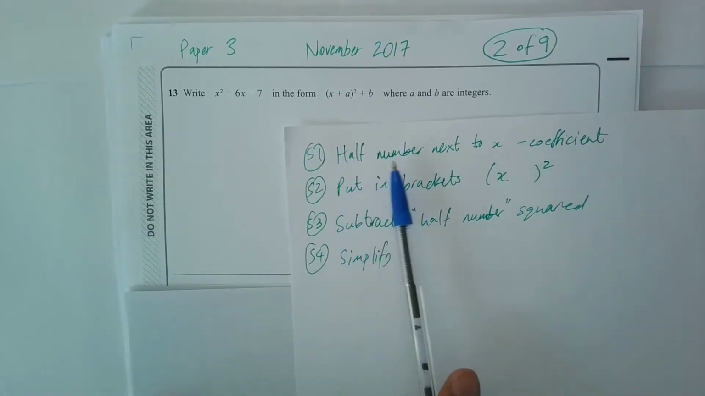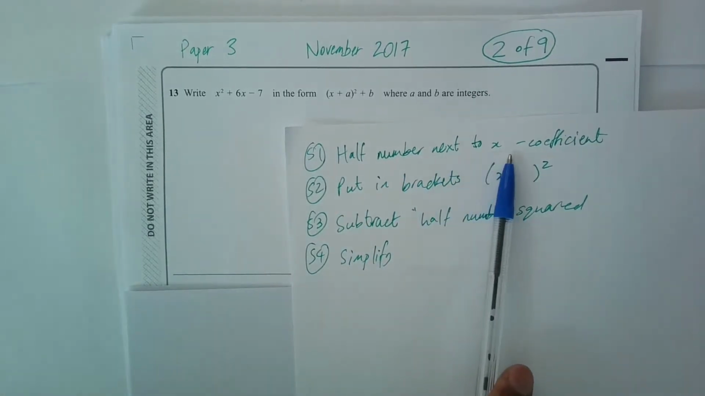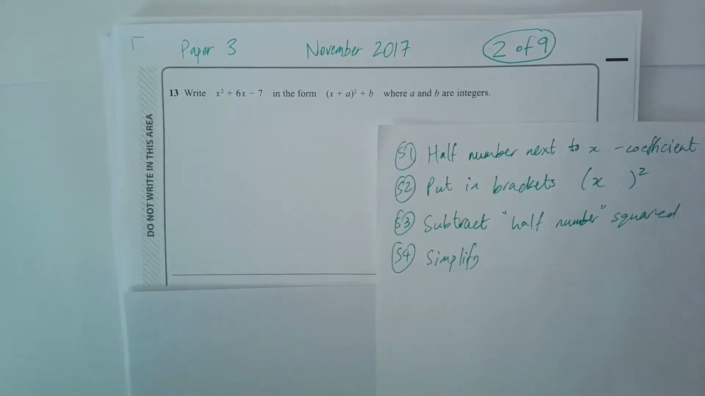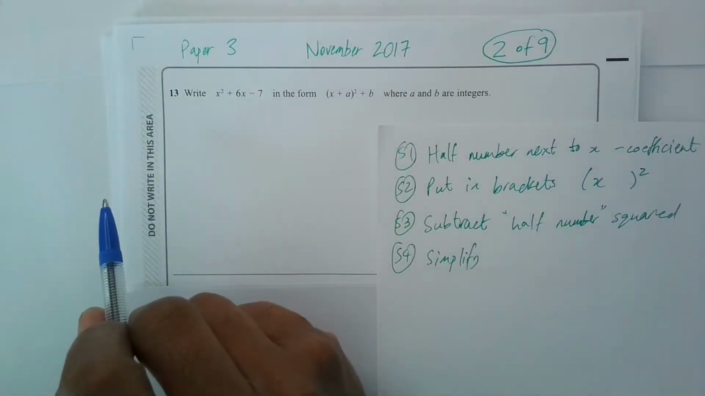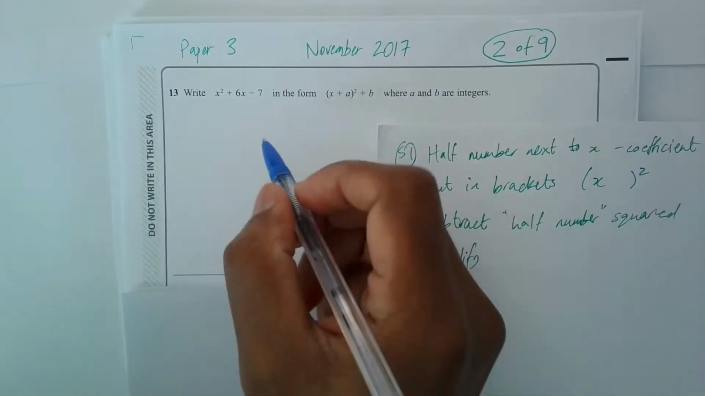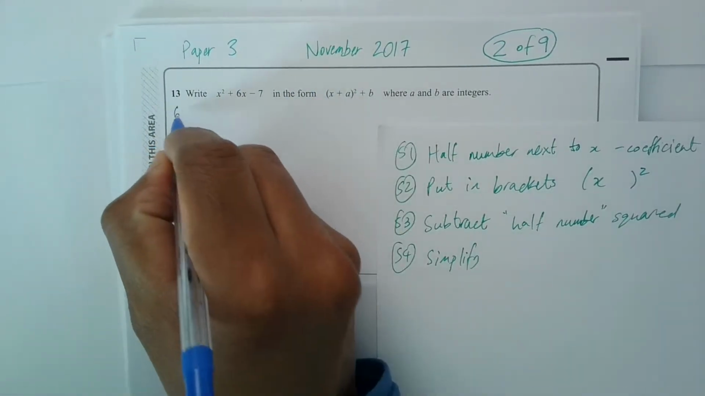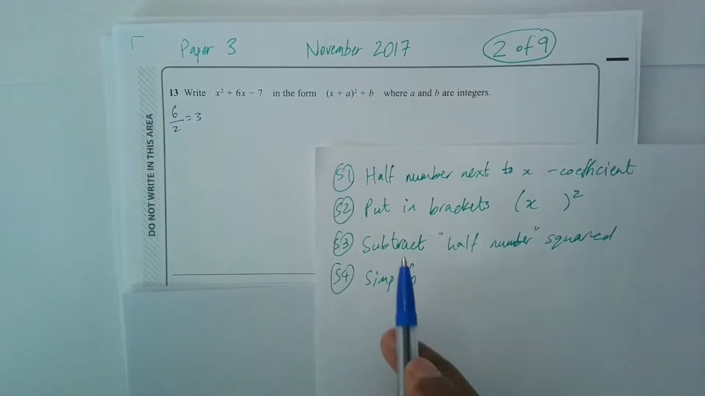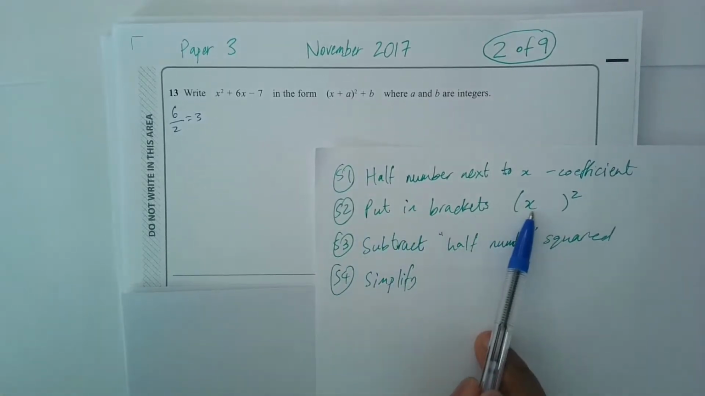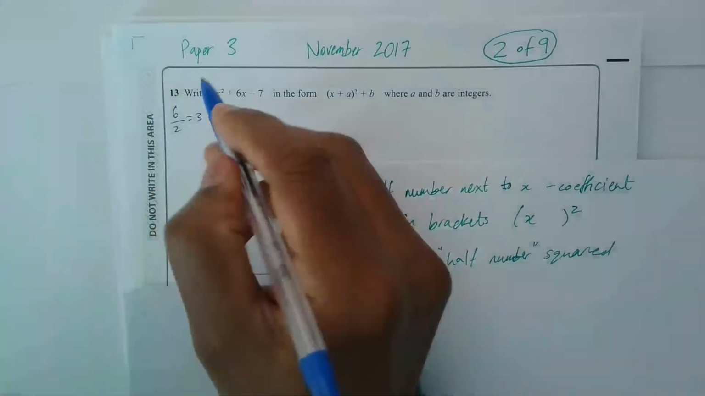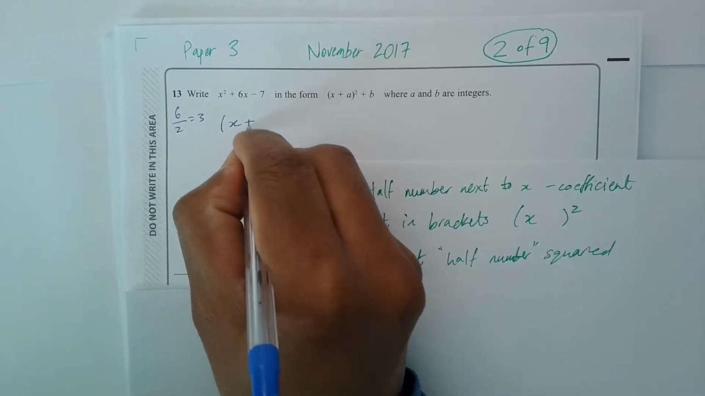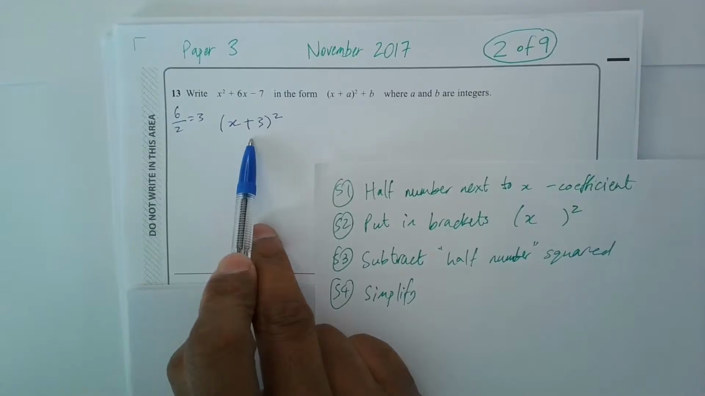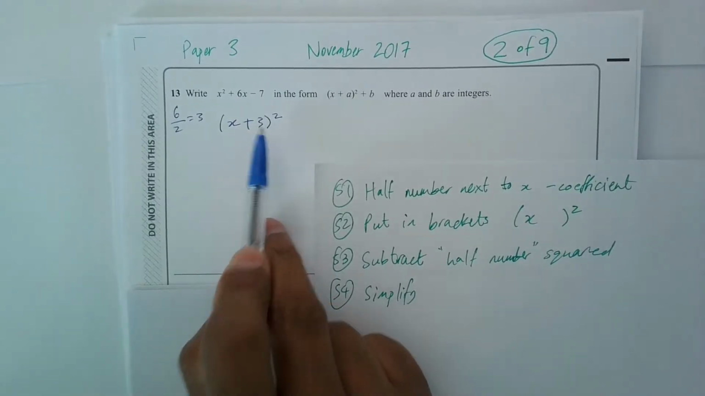Step 1 is we halve the number next to x, so the coefficient of x. Here, the number next to x is 6. So I'm going to half 6, 6 divided by 2 gives me 3. That's the first thing I do. The next thing, I put it in brackets, squared. So this becomes (x plus 3) all squared. So 3 is used: x plus 3 all squared.